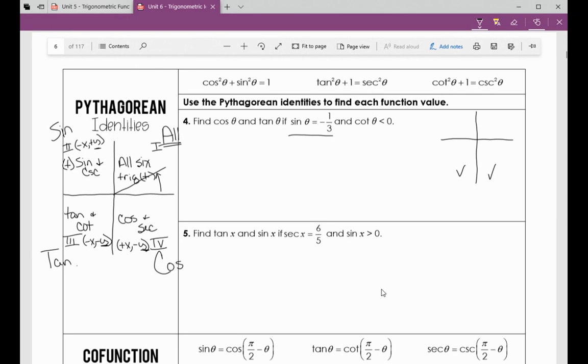Which one? 4. Because tangent and cotangent are always positive in quadrant 3.